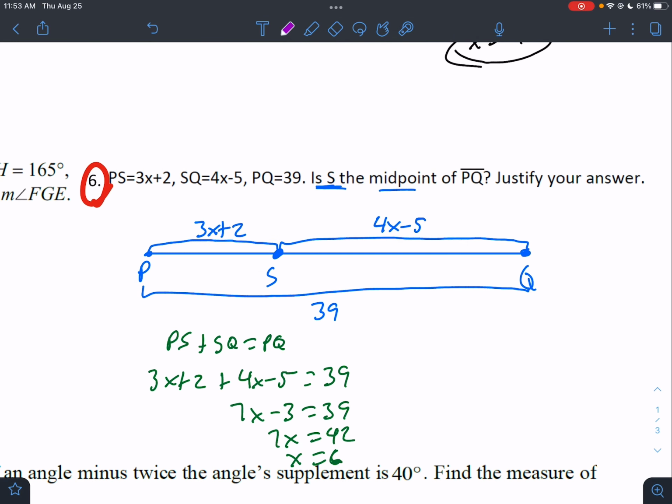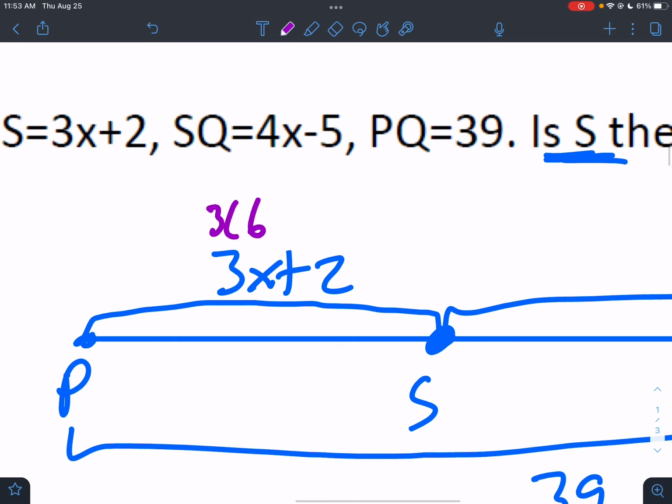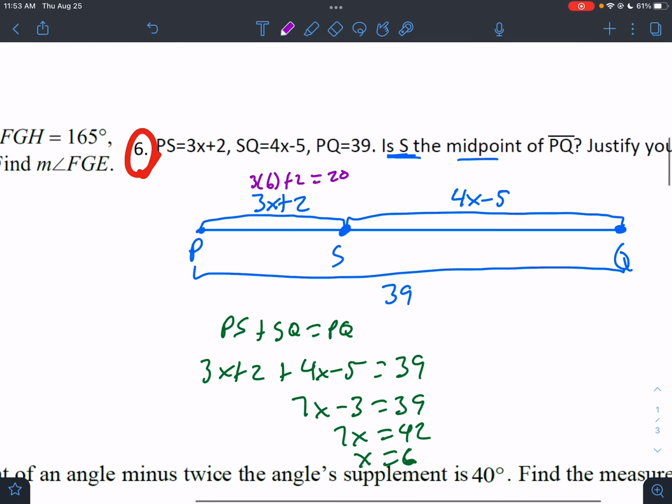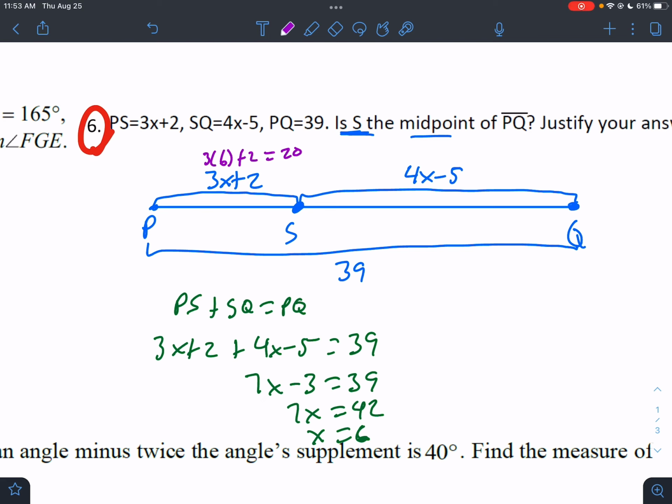Plug it in. 3 times 6 plus 2, that's 18 plus 2, that's 20. I already know S is not the midpoint. The whole thing's 39. Is 20 half of 39? No. But let's just check our work.